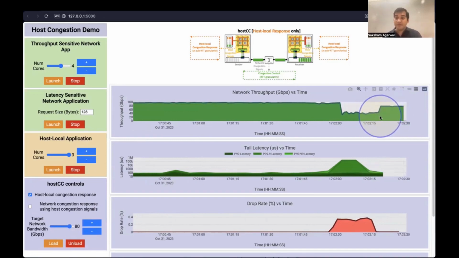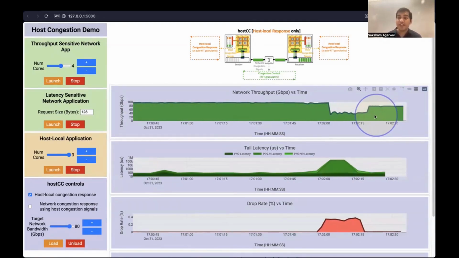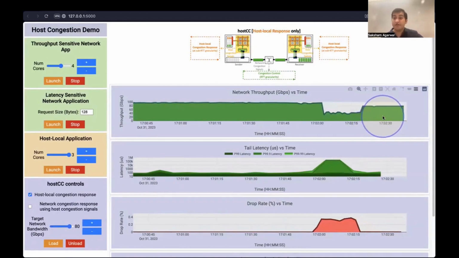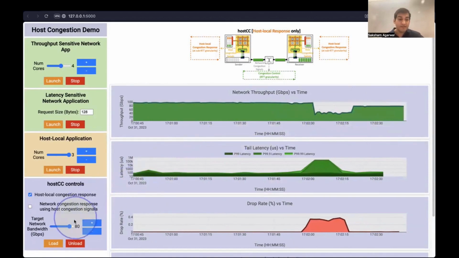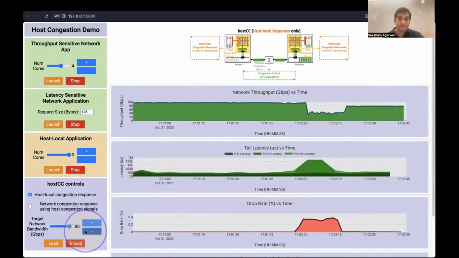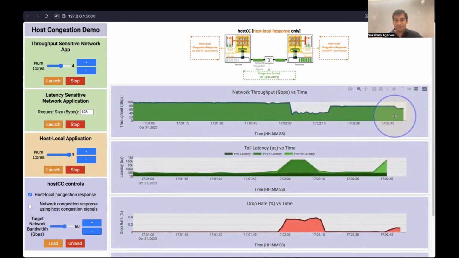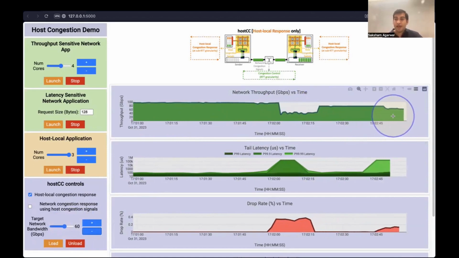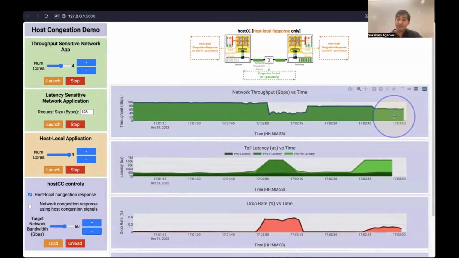We see that as we turned on host CC using its host local resource allocation, the network throughput quickly converged close to the desired target rate of 80 Gbps. Now let's try to vary the target rate, say reducing it to 60 Gbps. As soon as we varied the target rate, the host CC ensured that the network throughput quickly converged close to the new target rate value of 60 Gbps.